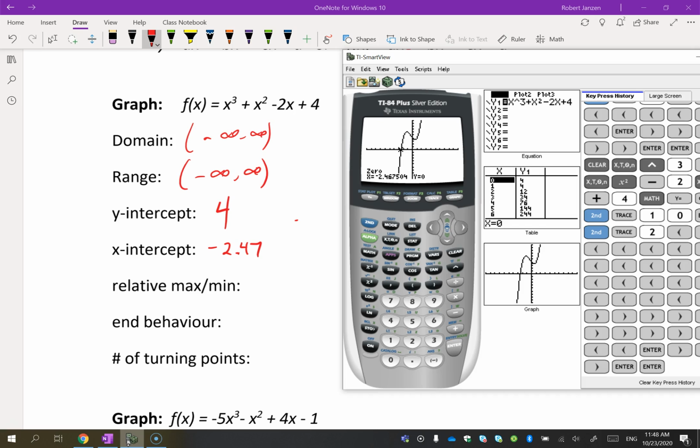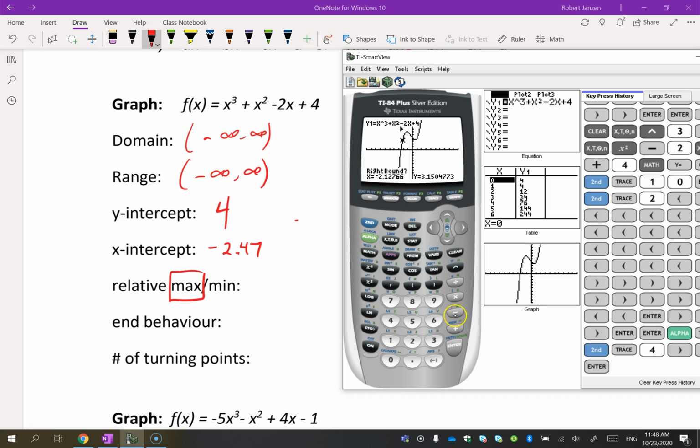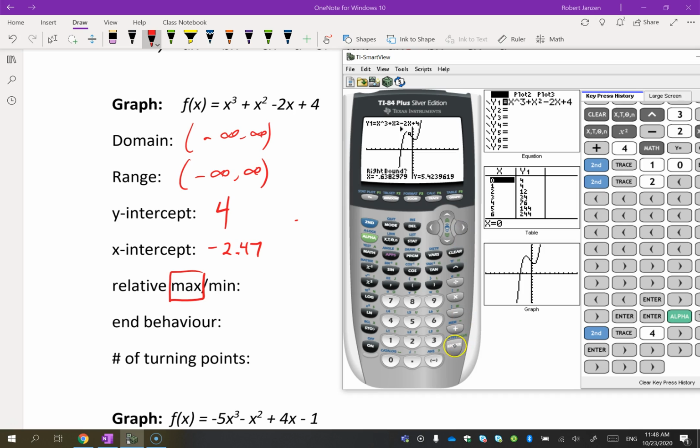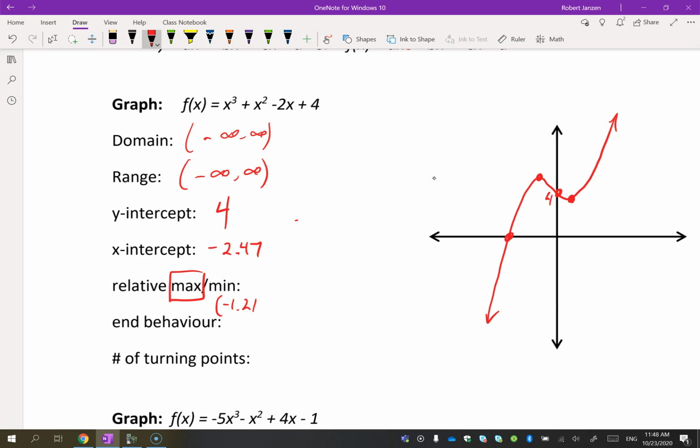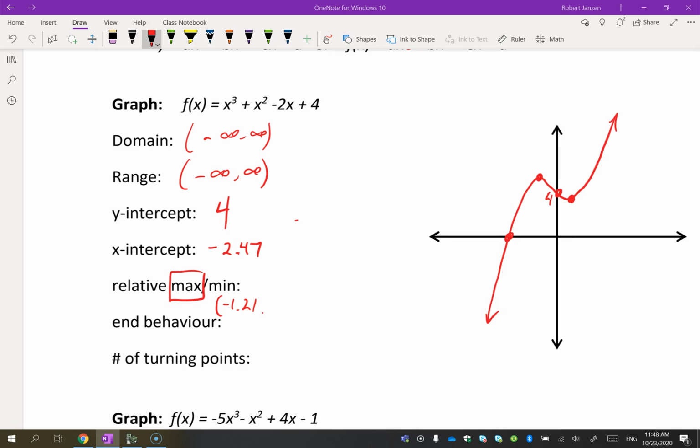Okay, then relative max. So we're going to do the max first. So second trace. The maximum is 4, so go. Now you can see the maximum is sort of like where it peaks going up. Okay, so I'm going to set the bounds around that hump right there. And we can see that the max is 6.11. Okay, so I'm going to write negative 1.22, comma 6.11.